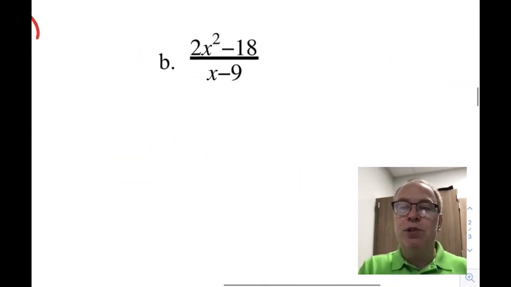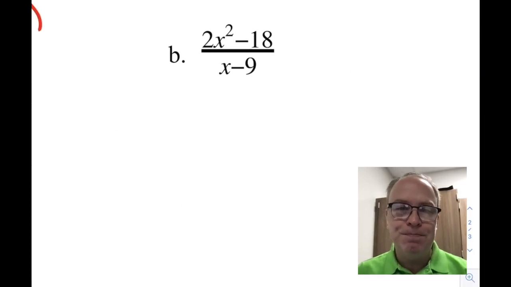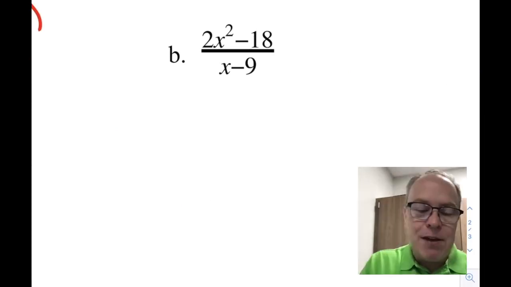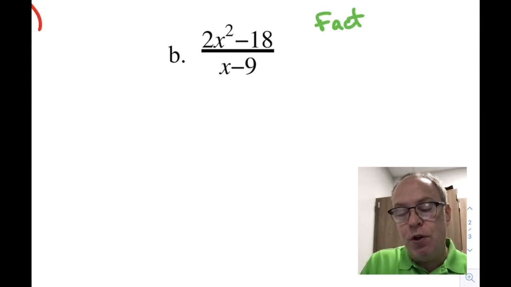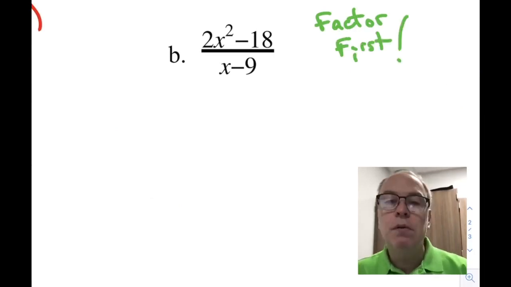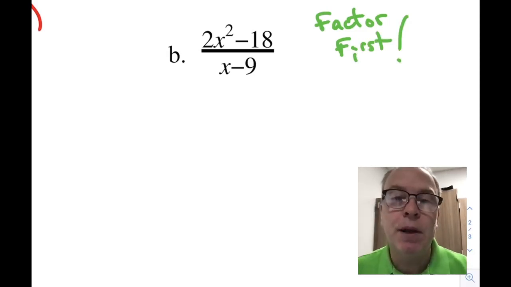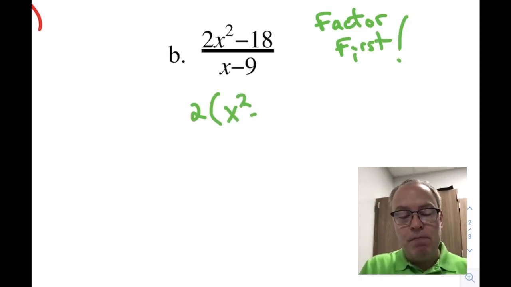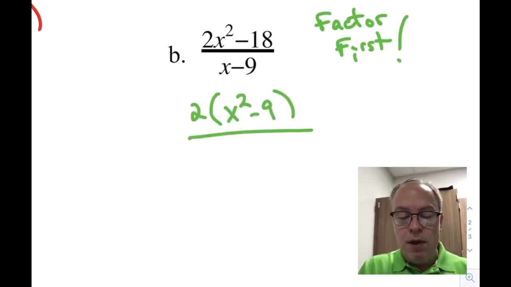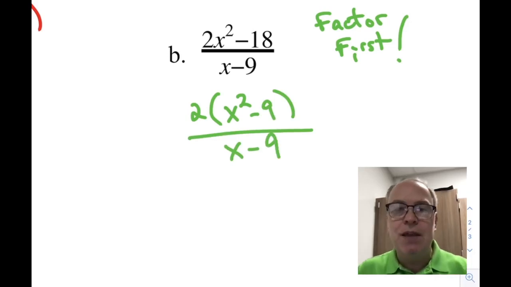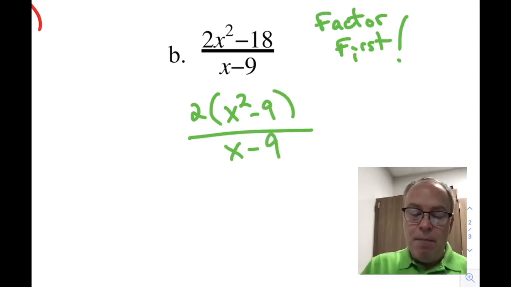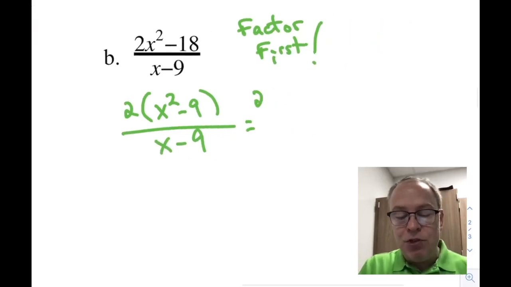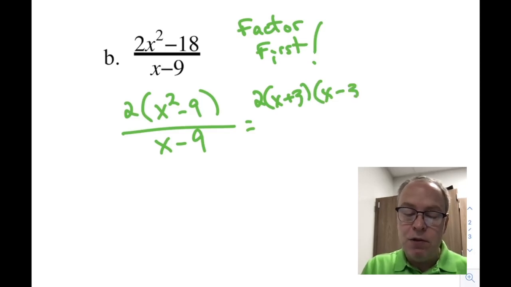Let's do another one reducing away, because this is so much fun, isn't it? You always want to factor first. So let's write that down into your notes. Factor first. So here we go. On the top, I'm going to factor out a 2, x squared minus 9, all over x minus 9. Now, the 9's don't cancel. The x's don't cancel yet, but we can do more factoring on the top. That's 2, x plus 3, x minus 3. Remember that difference of squares.